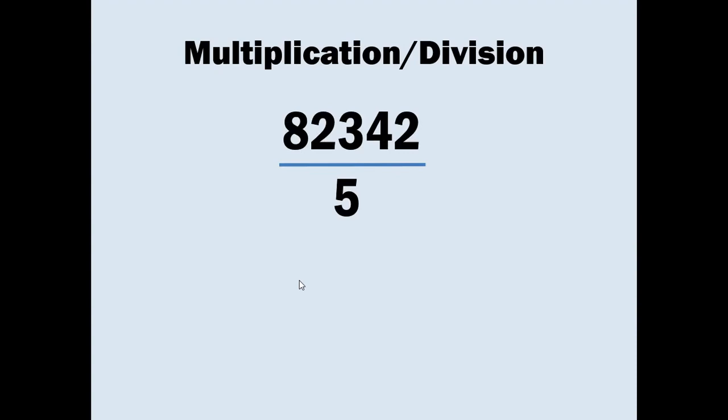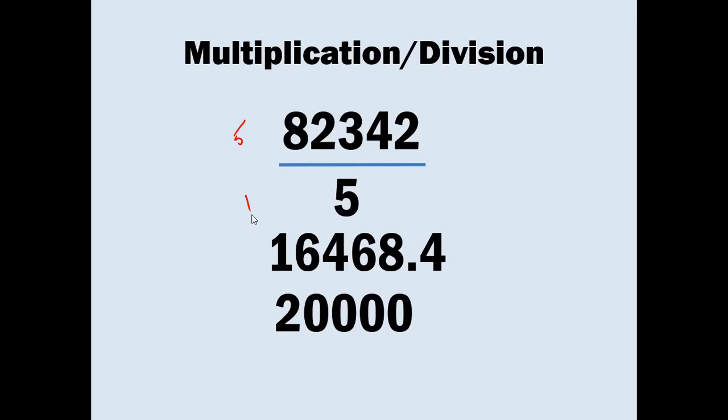82,342 divided by 5. Again, 5 sig figs, 1 sig fig. Our answer can only have 1 significant figure, and so our final answer becomes 20,000.